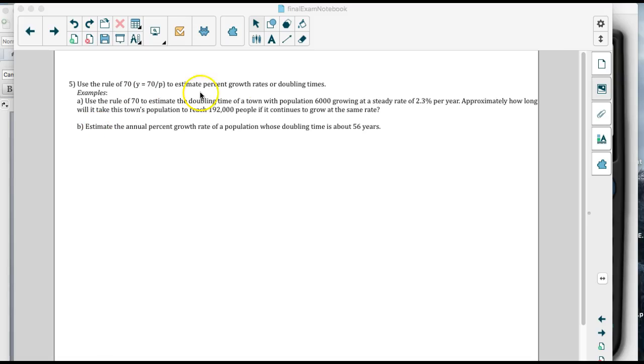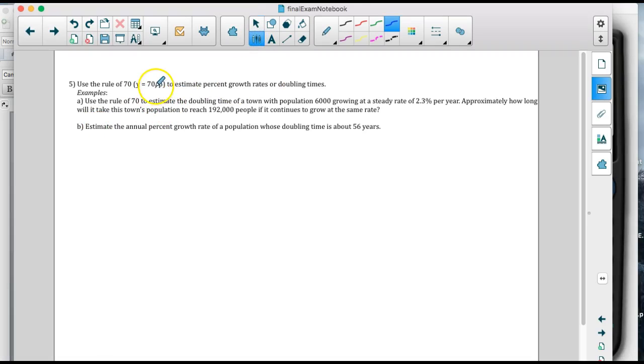It says use the rule of 70. That means 70 divided by the percent to estimate the percentage growth rates or doubling times. So if you put the percent in there, it'll give you the doubling time, or you can get the approximate growth rate if you have the doubling time. You put the doubling time in for y.